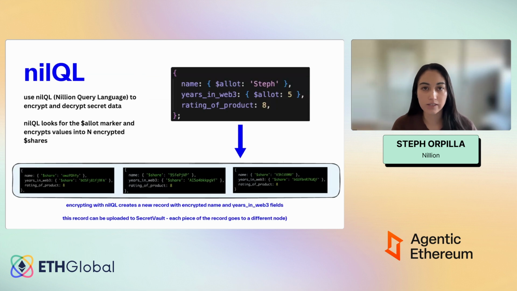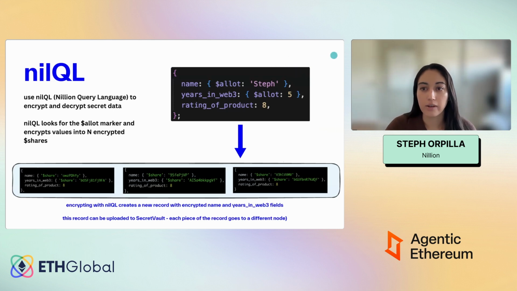And then the other thing to talk about is NilQL. That was that encryption and decryption secret data library that I was telling you about before. So this is an example of a record that I might want to store inside of SecretVault.